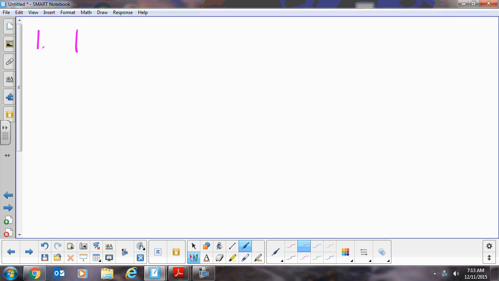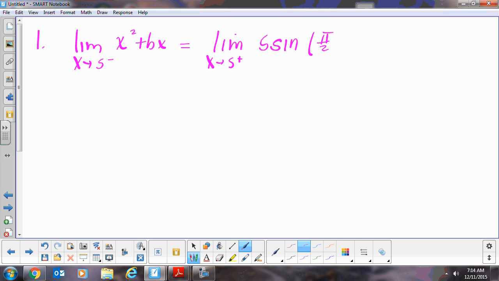So how do I find the limit? Which limit's the left? Top or bottom? So that's going to be x squared plus bx. And that's going to be the limit as we approach 5 from the left. And what must be true about these two limits? They must be equal. So this is going to be the limit as we approach 5 from the right, and that is 5 sine pi over 2x. So now what are we supposed to do from here?